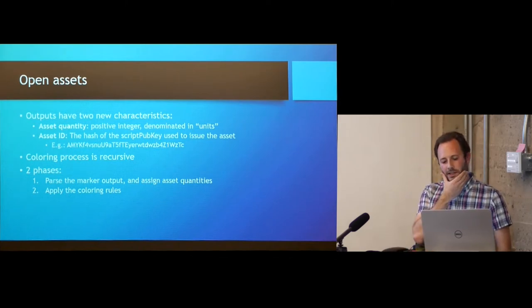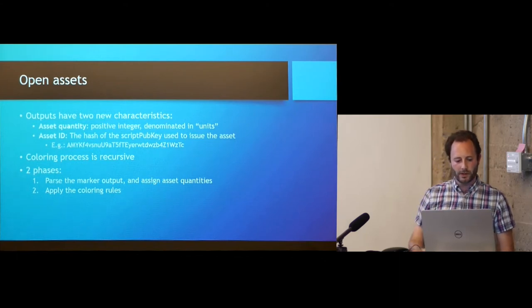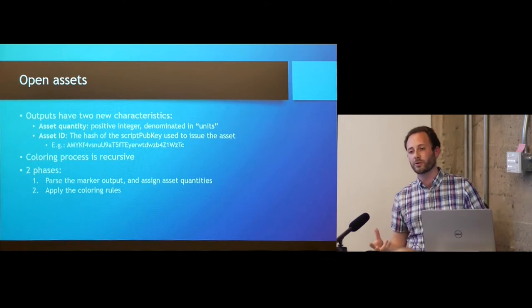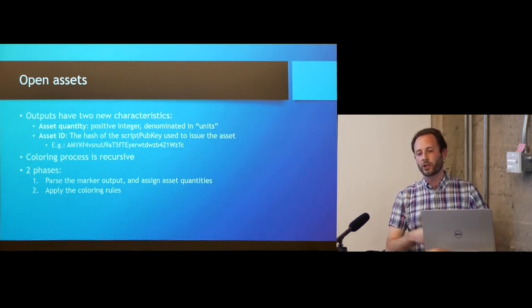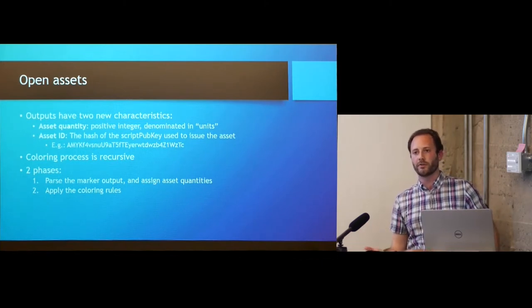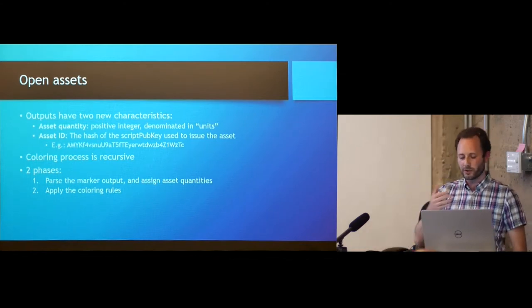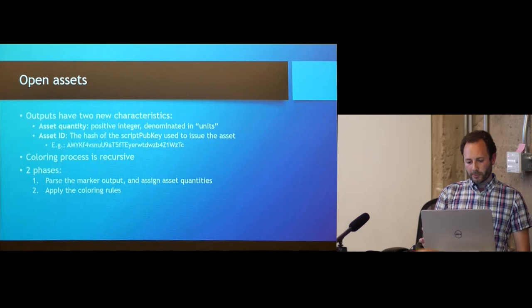So the asset ID is represented in base 58 with a different version byte, so it starts with a capital A. Those two characteristics are added, it's part of the colored coin consensus, but it's in addition to the value, which is the number of satoshis, and the script pub key of the actual output. The coloring process is recursive, so we'll see that a little bit in the next slide.